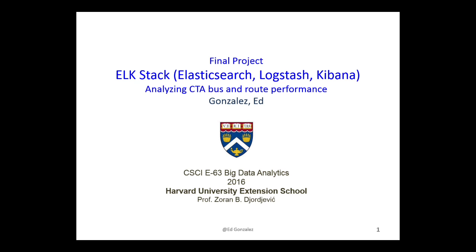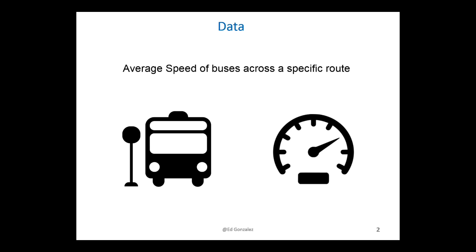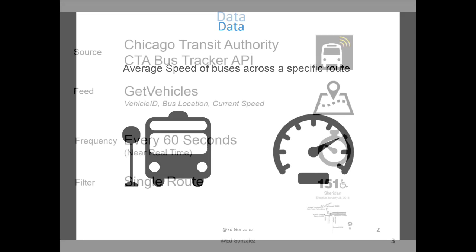My topic is the ELK stack, and I will be using it to analyze data around public buses captured in near real time. Specifically, I will be looking at the speed and average speed of public buses across routes, distances, and time, in comparison to other buses on the same route. The average speed is an important measure that contributes to both customer satisfaction and overall cost of operation.